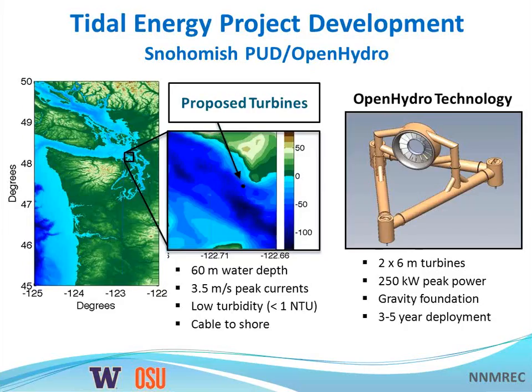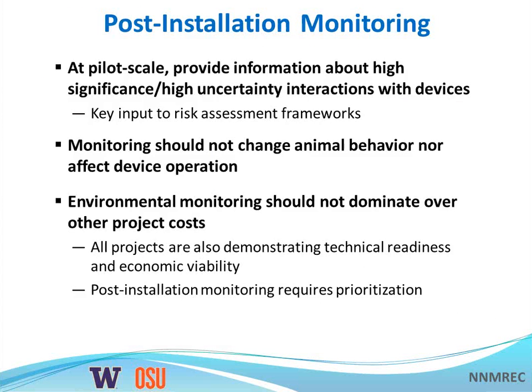The turbine being deployed is OpenHydro's technology. The plan calls for the deployment of 2 6-meter turbines, 250 kilowatts peak power generation. These will be deployed on a gravity foundation in 60 meters of water for 3 to 5 years as part of this demonstration project. Next slide.